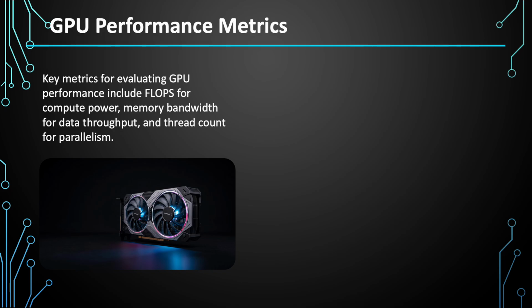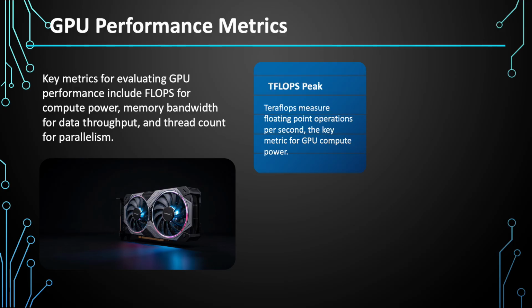Now let's talk about GPU performance metrics. Key metrics for evaluating GPU performance include FLOPS for compute power, memory bandwidth for data throughput, and thread count for parallelism. What is a teraflop? Teraflops measure floating point operations per second, the key metric for GPU compute power.